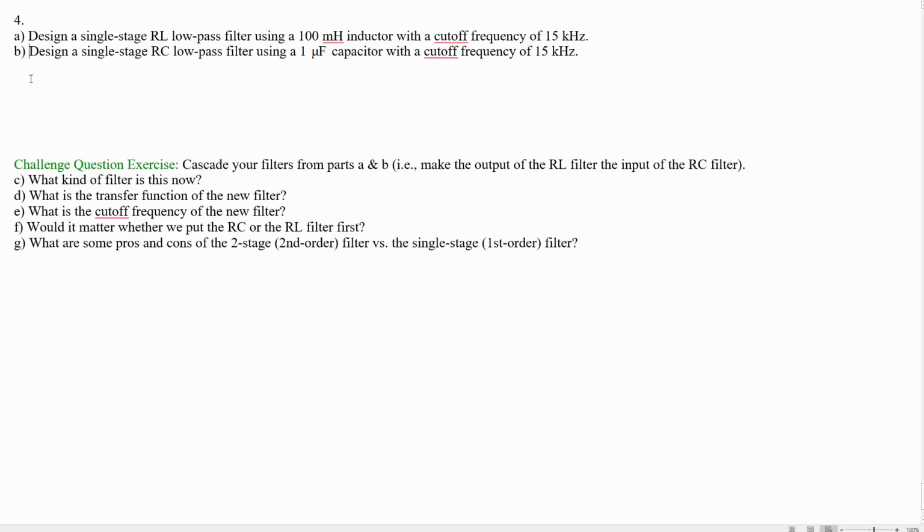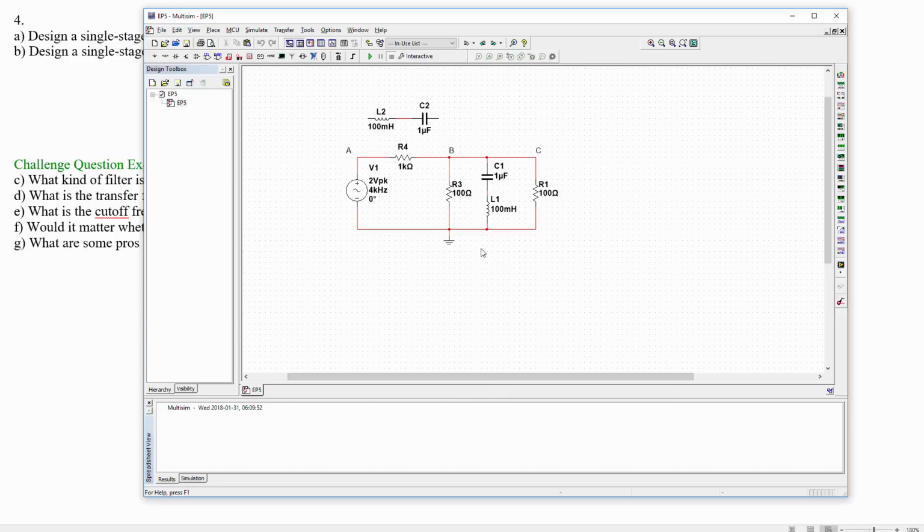I mean, the first part's going to be fun too, but we're going to have even more fun in the second part. Yeah, so let's give this a shot. Single stage RL low pass filter.